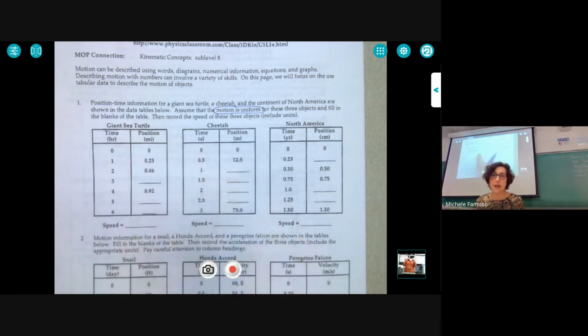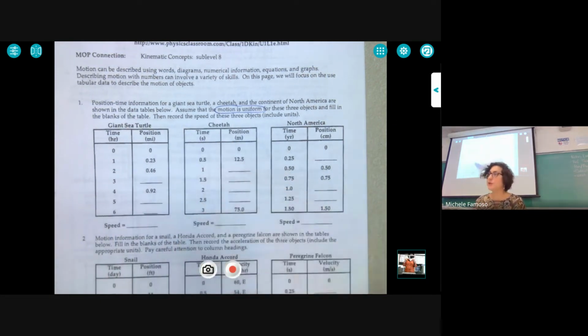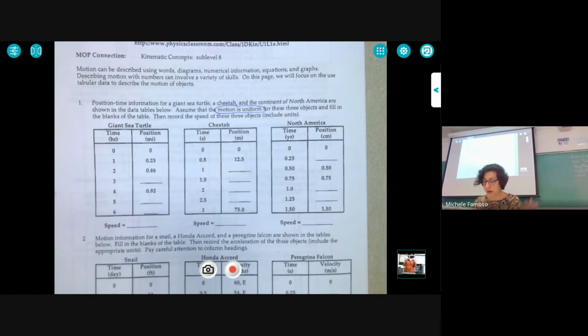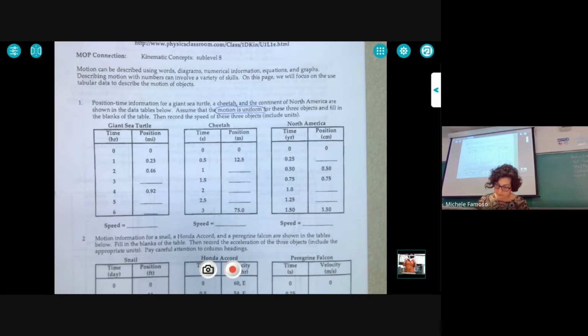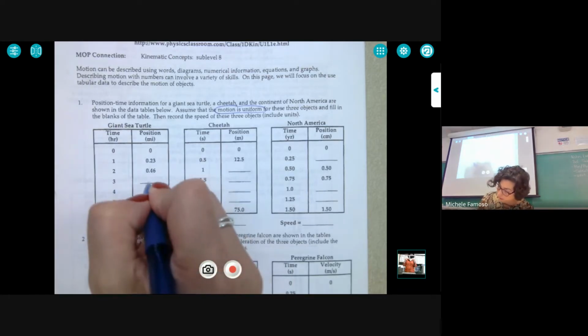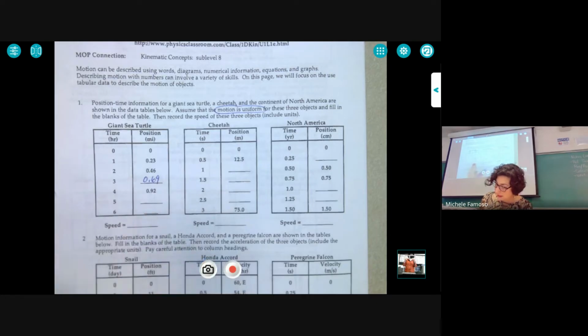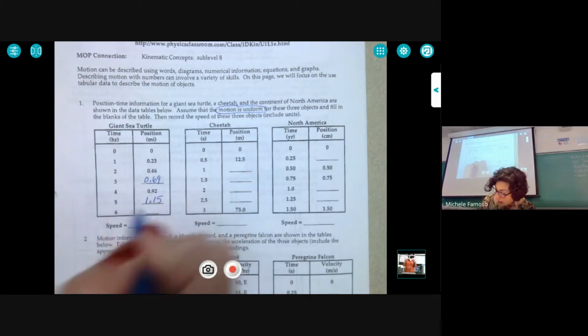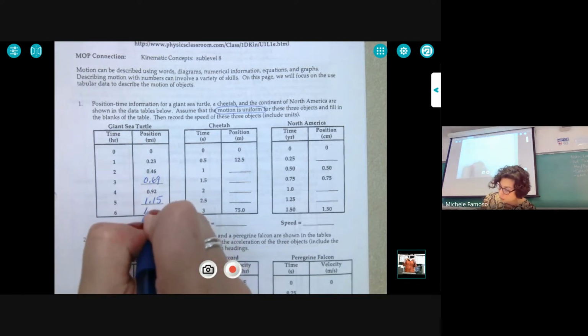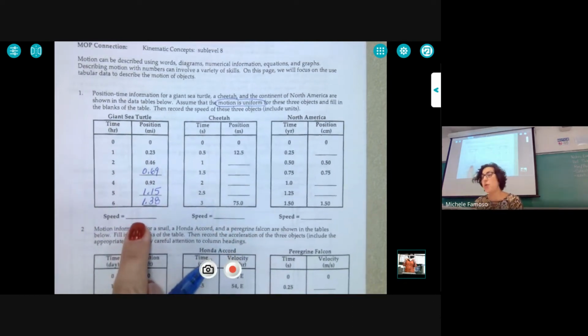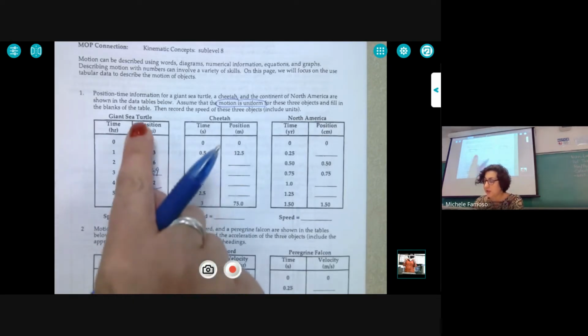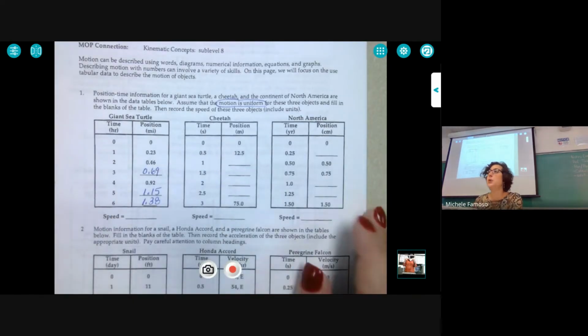What's the pattern in the first table for the giant sea turtle? Each value is going up by what? 0.23. So the value at 3 hours should be 0.46 plus 0.23, which is 0.69. What's the value at 5 hours going to be? 1 point, yeah, and at 6, 1.38. Okay.